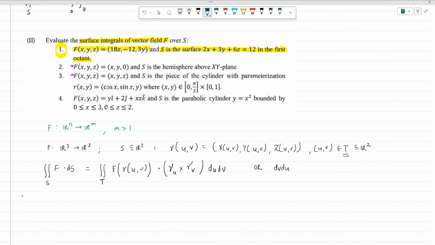So to begin solving this, we first got to parameterize the needed surface. As you can see, the surface is given by the plane equation 2x plus 3y plus 6z equal to 12, and it is in the first octant. So first octant indicates that all the three variables are going to be positive. And let me just write down the function as well. So we have F of xyz equal to 18z, negative 12, 3y.